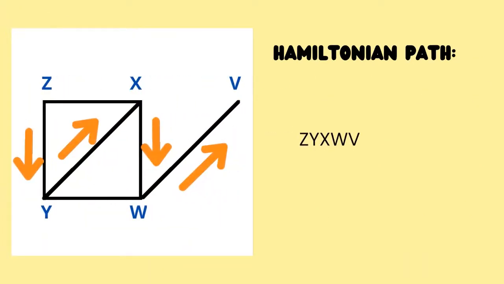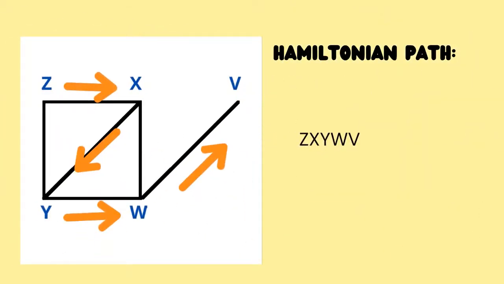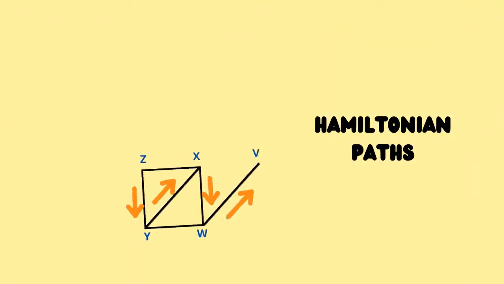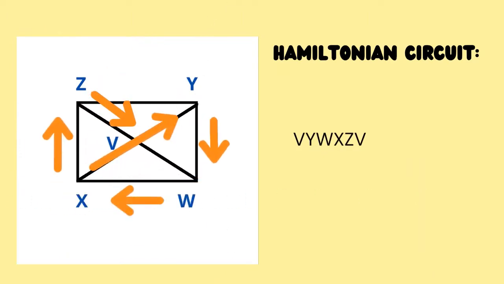An example of a Hamiltonian path is Z, Y, X, W, V. Another one would be Z, X, Y, W, V. Notice that all vertices are covered in these while not repeating them. Also, the graph shows a Hamiltonian circuit with V, Y, W, X, Z, V. All of the vertices were used without repeats, but it started and ended with the same vertex.